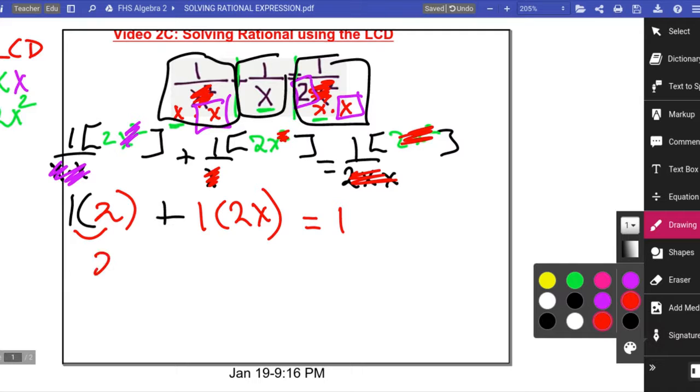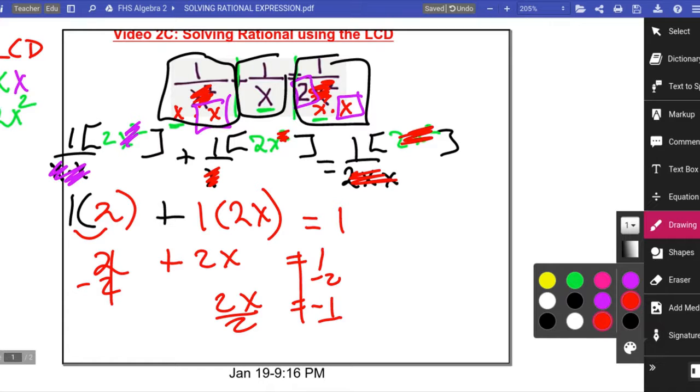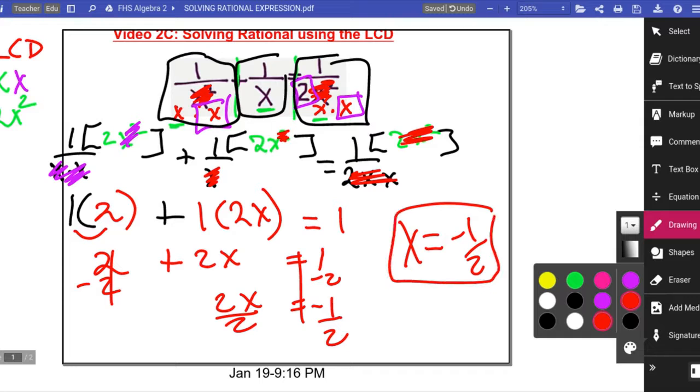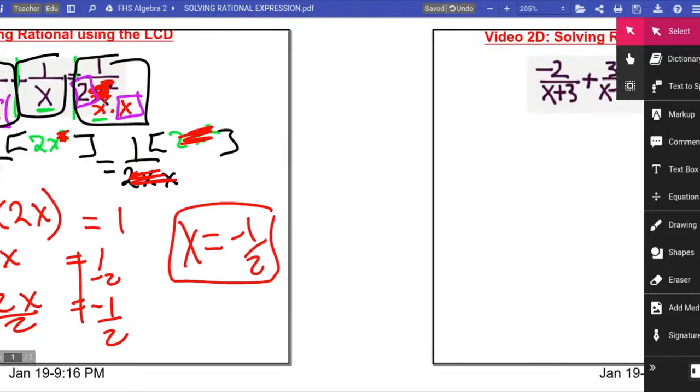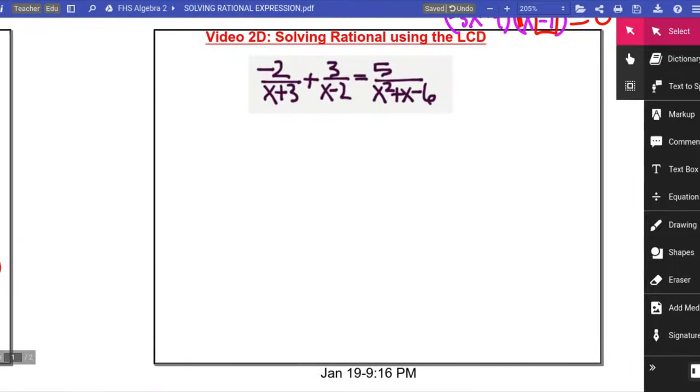So this makes 2 plus that makes 2x equals 1. All right, subtract 2 on both sides because you're just solving for x. Gone over there, you have negative 1 equals 2x. Divide by 2, divide by 2, x equals negative 1 over 2. Boom, just like that. We're done with 2C. Move on to the next one, this one right here.